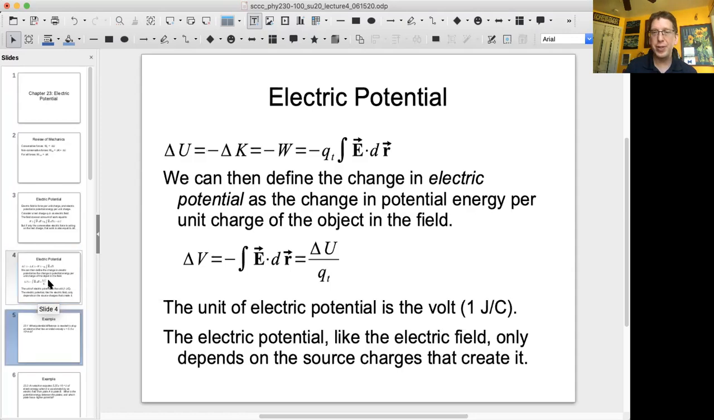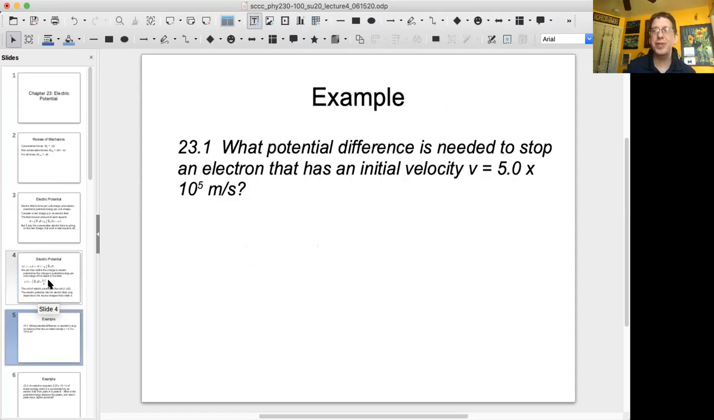So we're now ready to look at an example. What potential difference is needed to stop an electron that has an initial velocity v equal to 5.0 times 10 to the 5 meters per second? So let's go to the whiteboard and solve this.